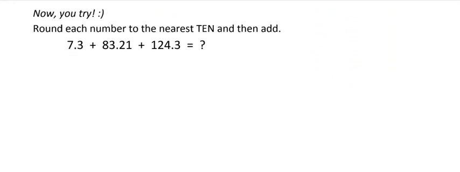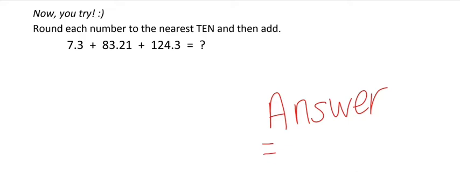We've got a now you try section here. We're going to round each number to the nearest 10 just like we did, and then add them together. So pause the video now, and I'll give you the answer afterwards. I'm about to give you the answer, so if you haven't had a chance to pause and try it, pause now. The answer that you should get when rounding each to the nearest 10 is 210. If you didn't get this number, be sure to ask me at the beginning of next class.